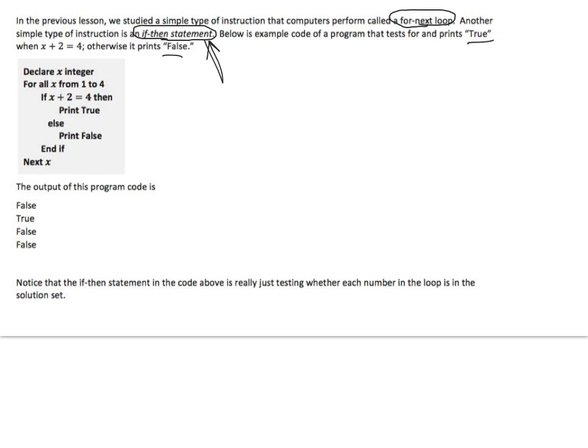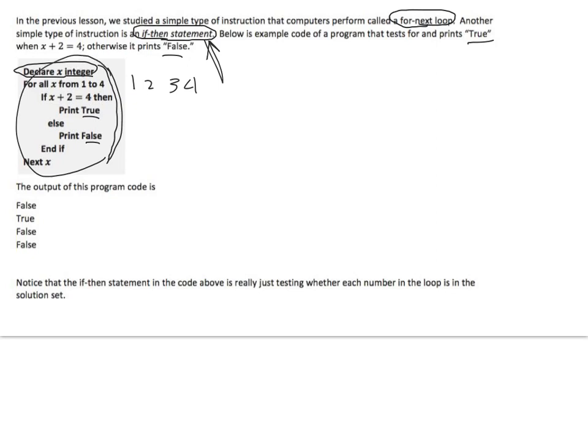So declare x an integer. We remember what an integer is. It's whole numbers. For all x from 1 to 4. So that means we're going to test 1, 2, 3, and 4. If x plus 2 equals 4, then print true, else print false. End if, next x. So this loop is going to go through. It's going to test 1. If 1 plus 2 equals 4, then print true, else print false. End, and then try the next one.